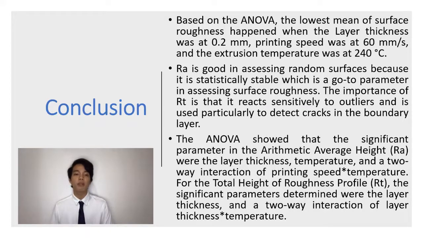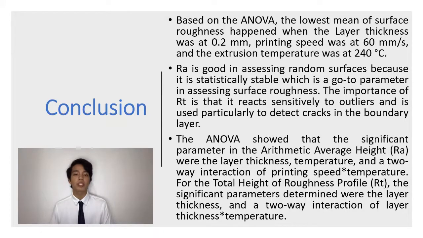Having a higher optimal extrusion temperature of 240 degrees Celsius provided a better extrusion of the filament, which gave the filament enough time to liquefy. Under extrusion would be a problem if the extrusion temperature was not hot enough to liquefy the filament. This would cause the filament not to stick properly on the previous layer, resulting in higher surface roughness.